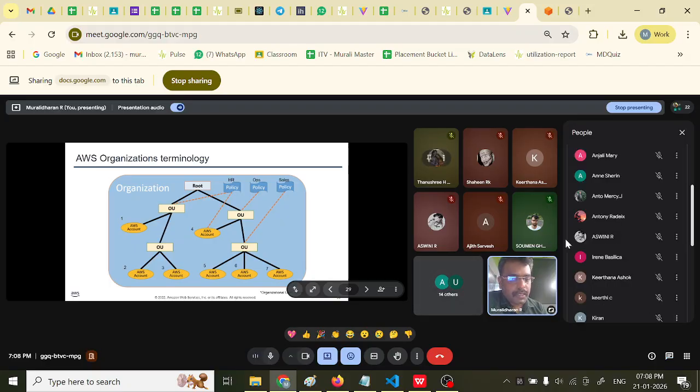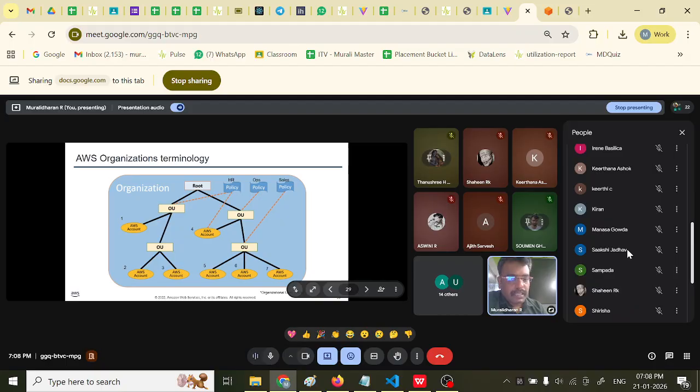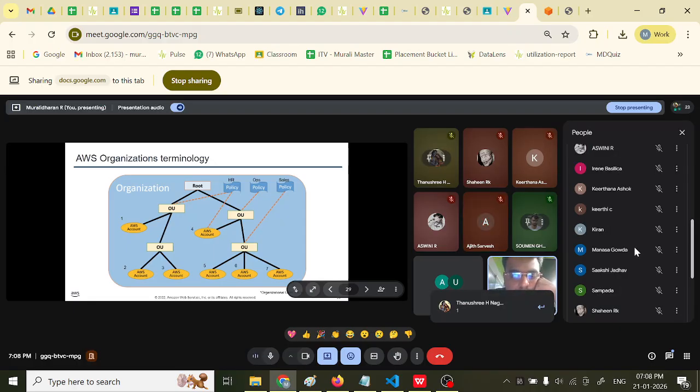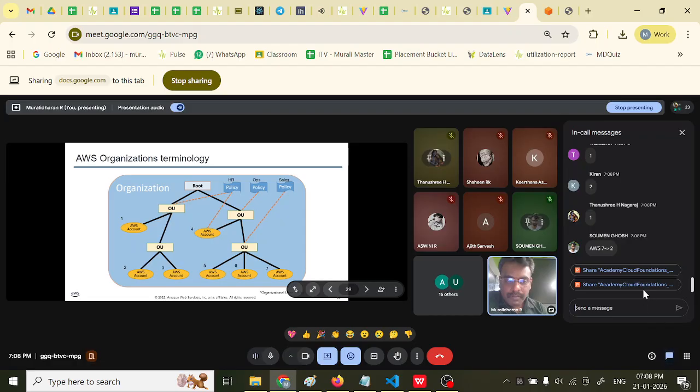Account number 7, who can say? Kirti, can you say account number 7? Tanushree is saying only 1. No, that is wrong. Account number 7. 7 again 2. Okay. Yes, can you just mention what are all the policies attached to the account number 7?